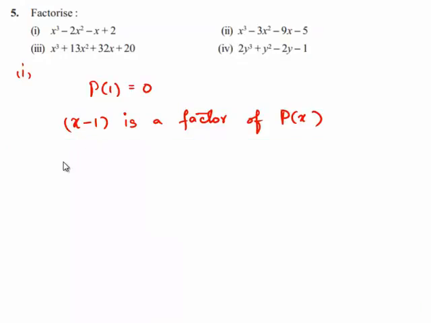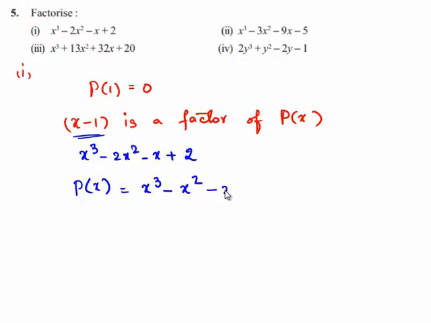Now let us write down the given polynomial x cube minus 2x square minus x plus 2 in such a way that we take x minus 1 as a common from that. So rewriting the given polynomial, we get x cube minus x square minus x square plus x minus 2x plus 2. I've written this in this form so that we can take x minus 1 as a common from the given polynomial.